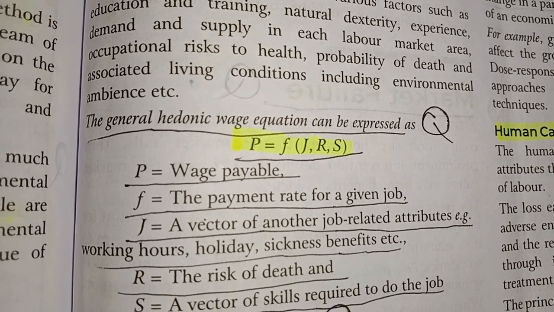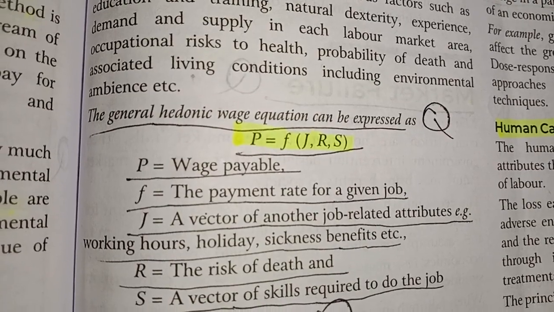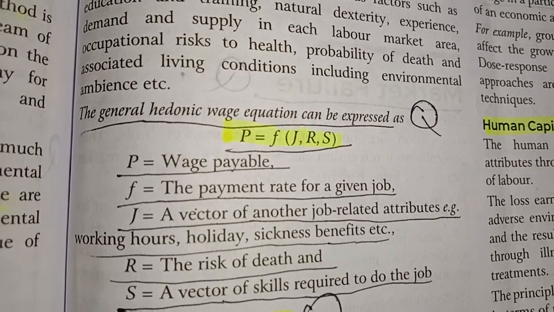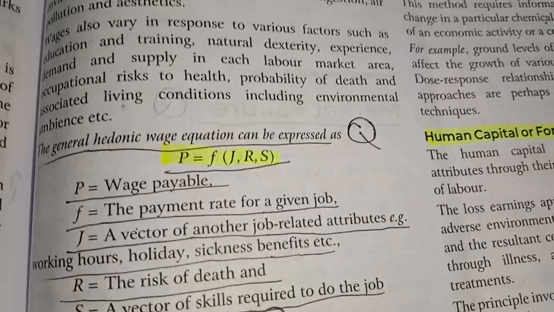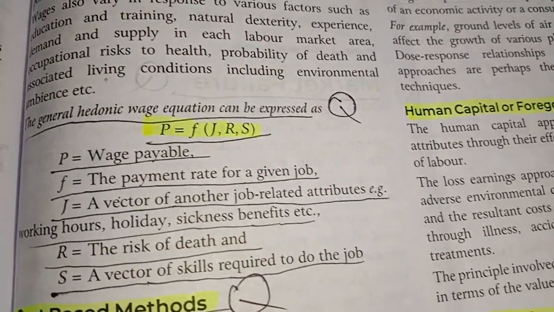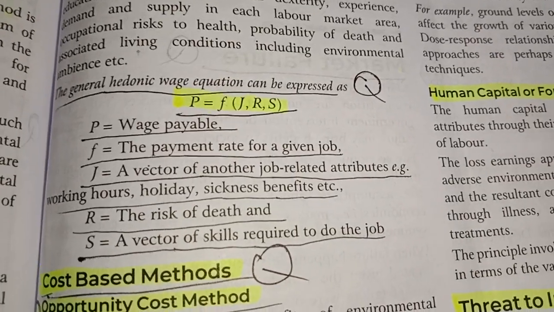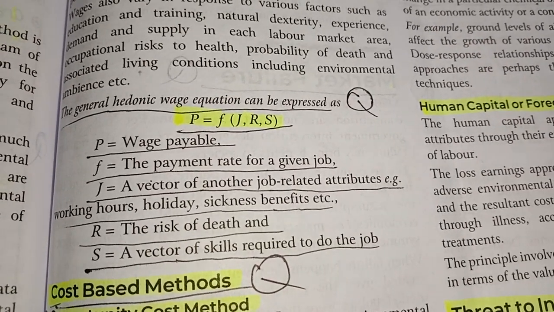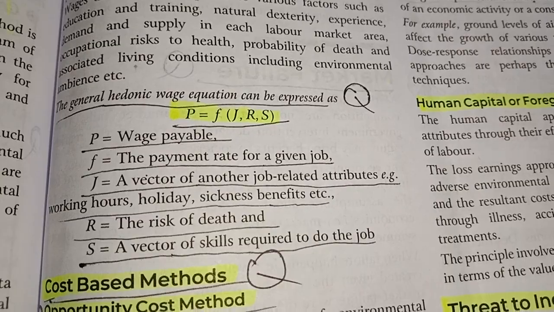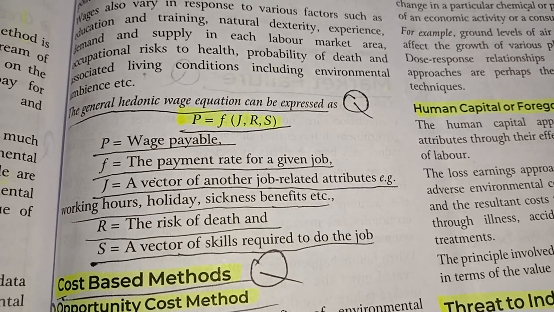The general hedonic wage equation can be expressed as P = f(F, J, R, S), where P equals the wage payable, F equals the payment rate for a given job, J equals a factor of other job-related attributes, for example working hours, holidays, sickness benefits, etc., R equals the risk of death, and S equals a factor of skills required to do the job.